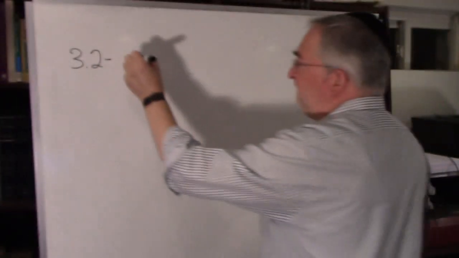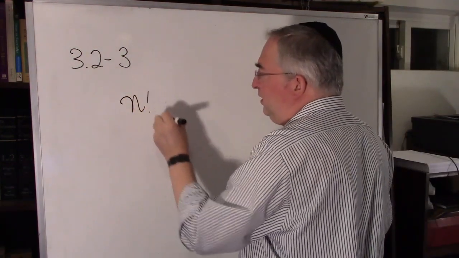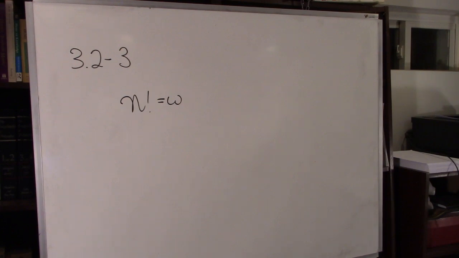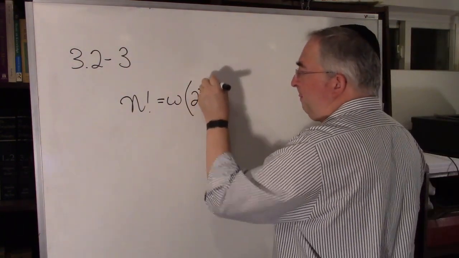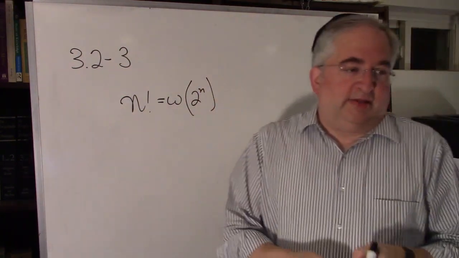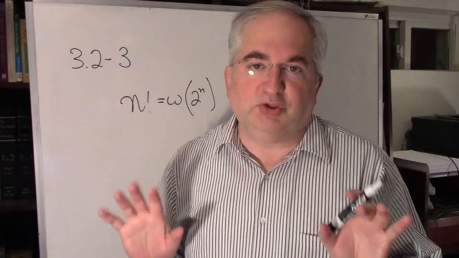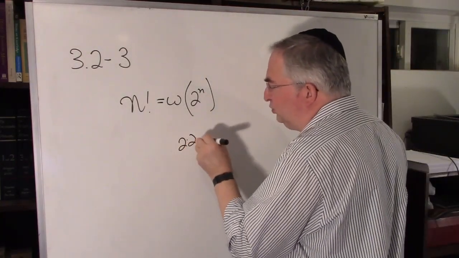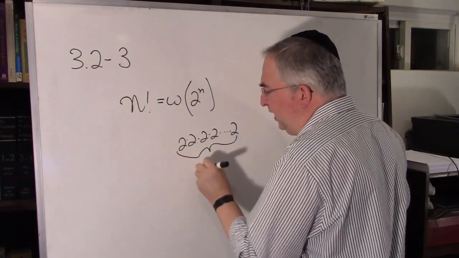3.2-3. Prove that n factorial grows faster than 2 to the n. No, hold on. 2 to the n. Now, there's a lot of fancy calculus that you can do here. So I wrote on the homework, give the intuition. And the intuition is very simple. This is 2 times 2 times 2 times 2 times 2, n times.